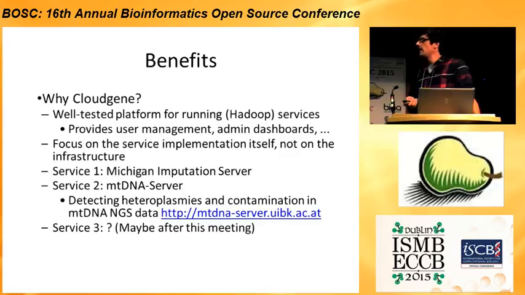And as I said before, service one is the Michigan Imputation Server. We also have a second service up and running. It's the mtDNA server. It's running at our institute in Innsbruck, and it's a pipeline for mitochondrial DNA for detecting heteroplasmies and contamination in NGS data. It's currently in beta. And service three, we are currently working on different approaches, but there's nothing out right now. But maybe after this meeting, there's a new service coming.